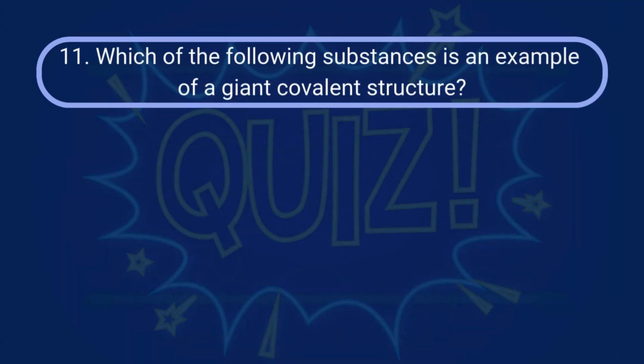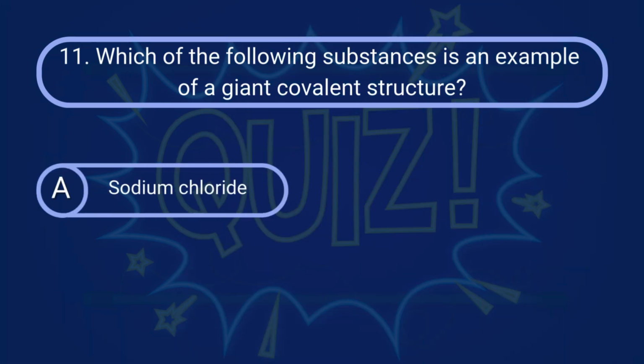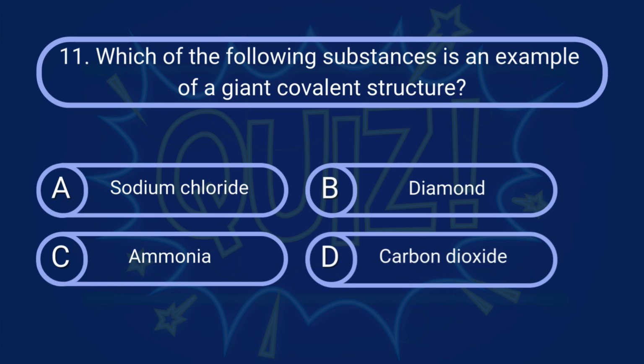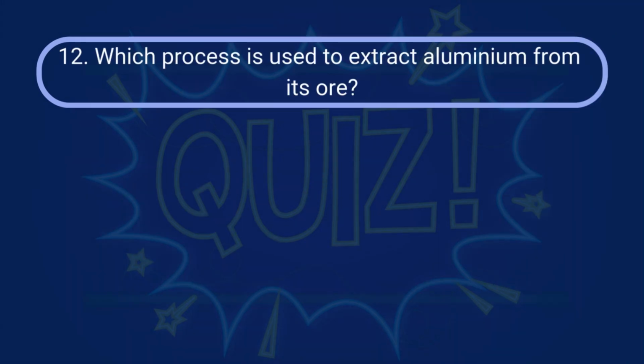Which of the following substances is an example of a giant covalent structure? Sodium chloride, diamond, ammonia, carbon dioxide. Think for a second. The correct option will be diamond. On to the next question.